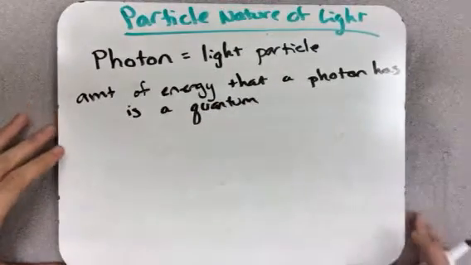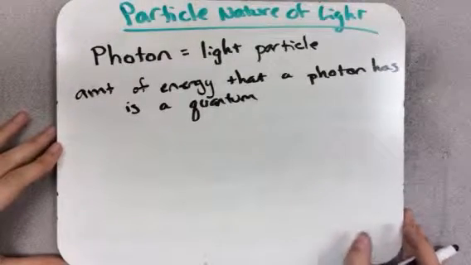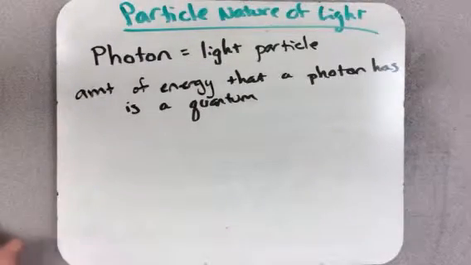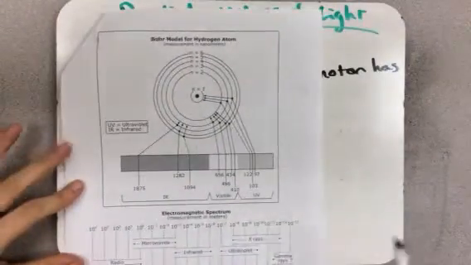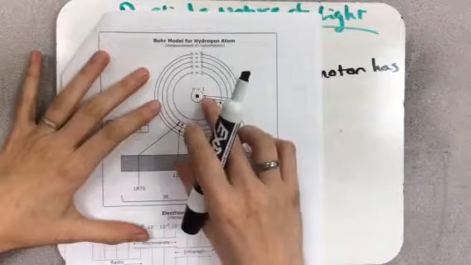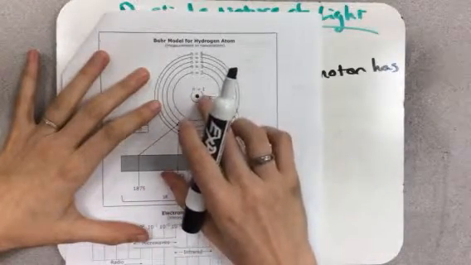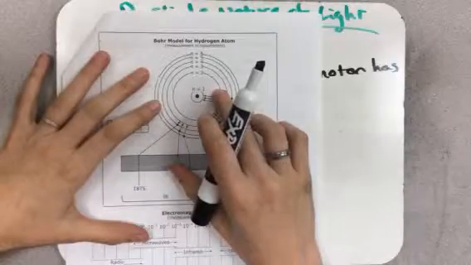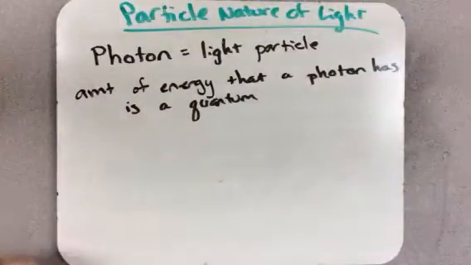So a quantum of energy is a very, very, very small amount of energy. It is really the amount of energy that an electron must absorb, look back at our model here, for it to go from one energy level to the next. It's this small measure of energy.